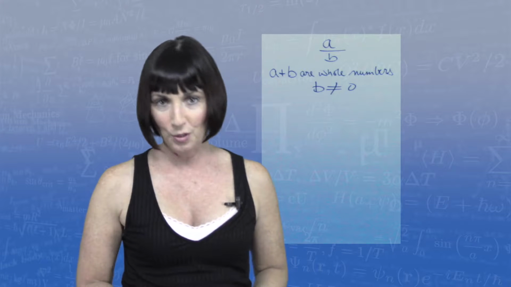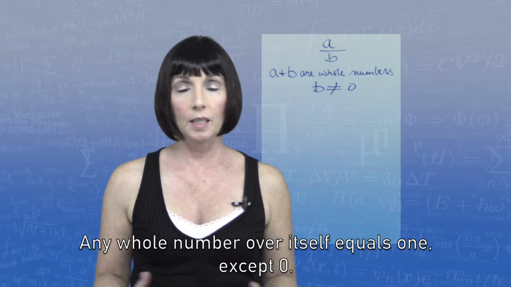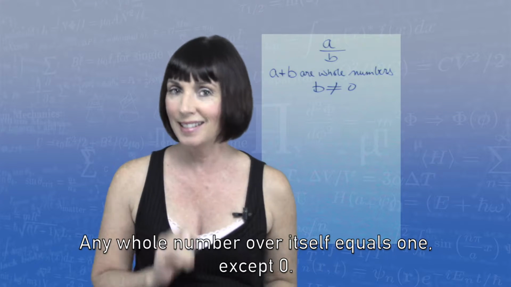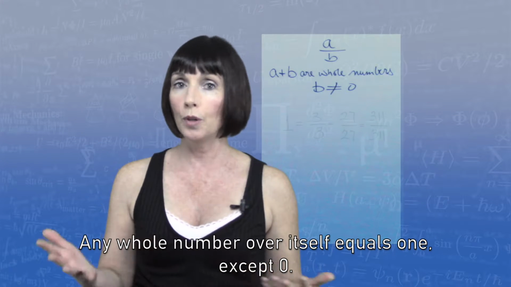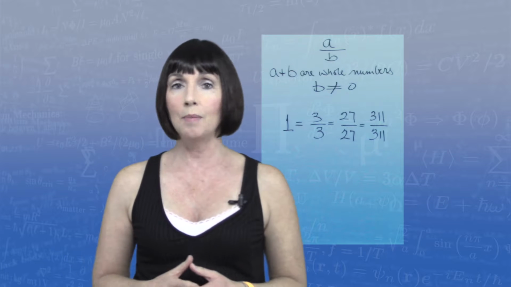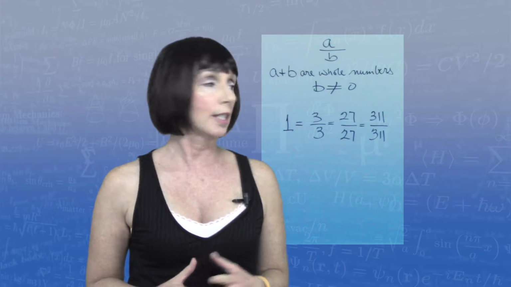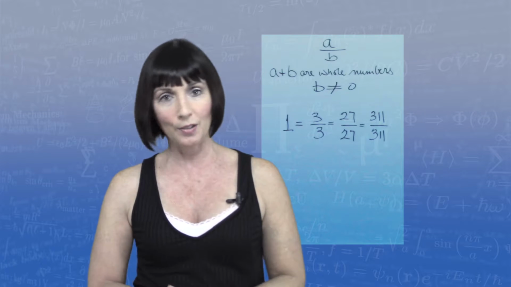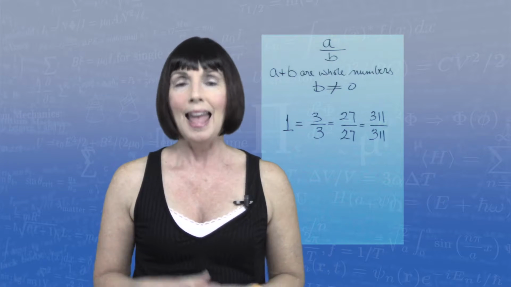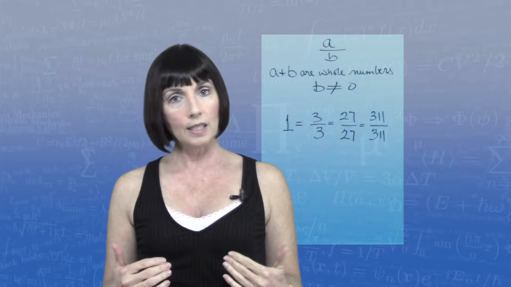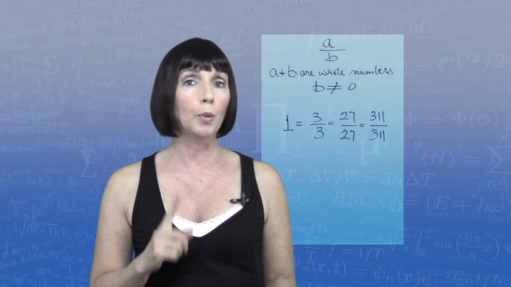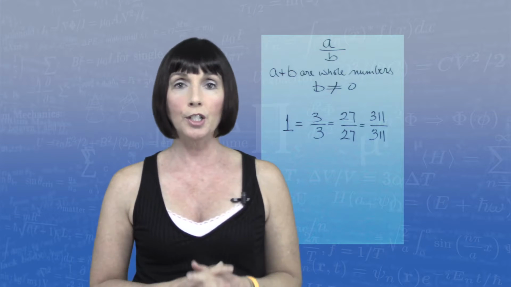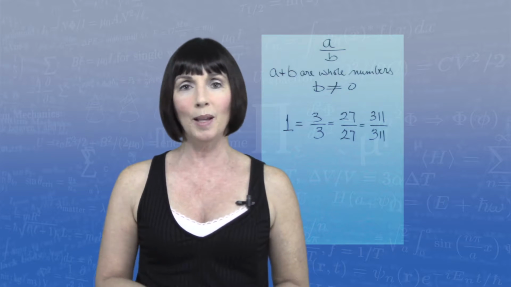Here's something else that's useful to know. The number 1 can be written as a fraction by writing any whole number over itself, except for 0, of course. So, for example, 1 is the same as 3 over 3, which is the same as 27 over 27, or 311 over 311. You get the idea. Any whole number over itself is just equal to the number 1. Now, that becomes very useful when we need to reduce fractions to lowest terms, and we're going to talk about that next.